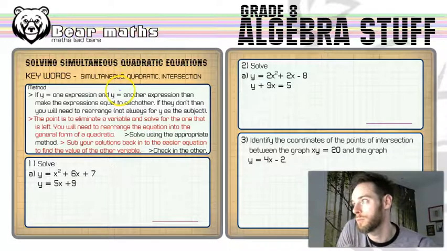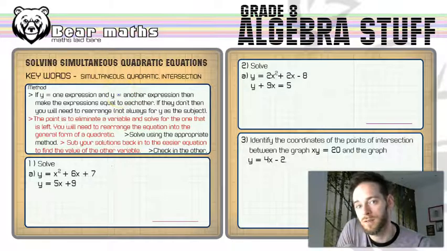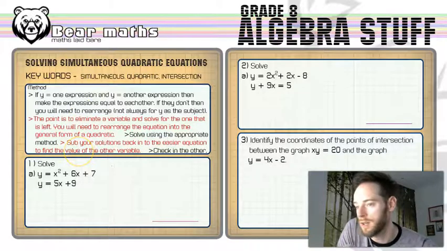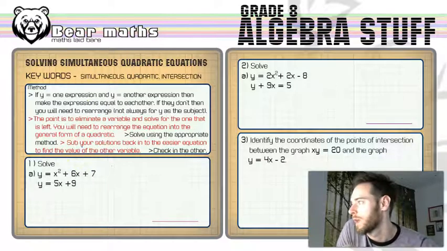All right. So it's important to understand that this is what you're finding when you're finding the answers to these. You're finding the points of intersection between the curve and the straight line. Because one of these equations will be a quadratic and one of them will be a straight line. And you'll understand that more when we look in the graphs section, when I do the graphs videos.